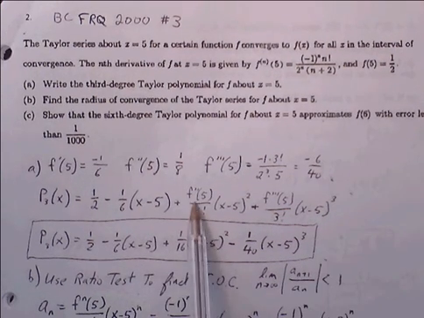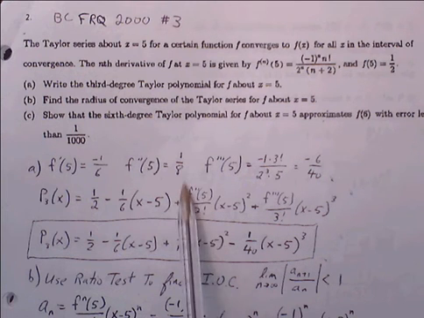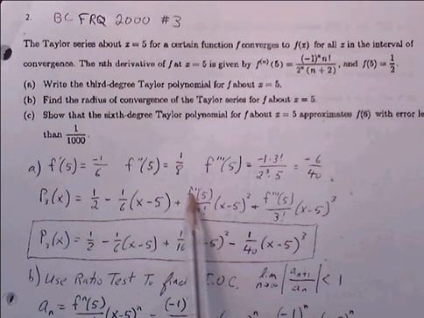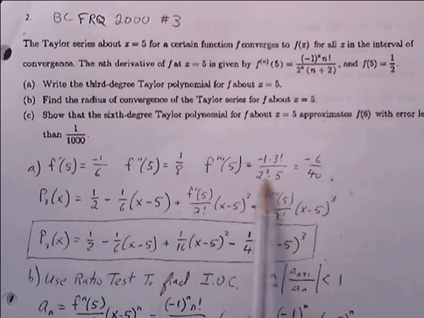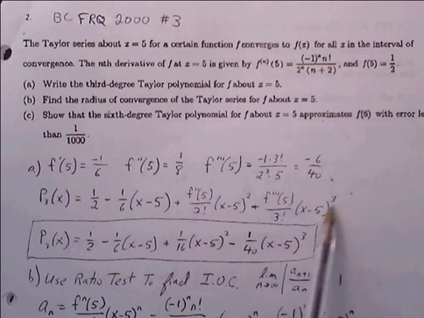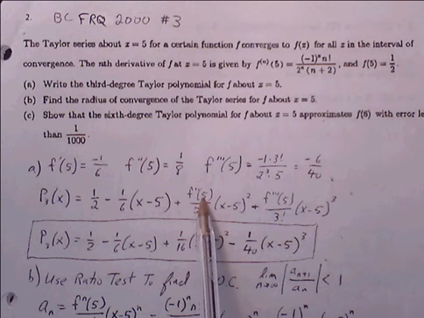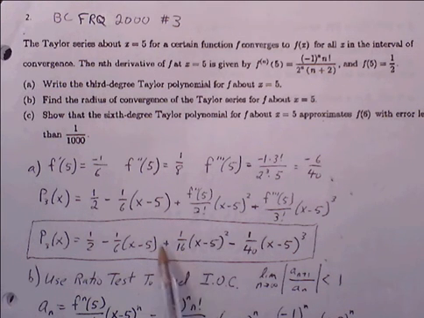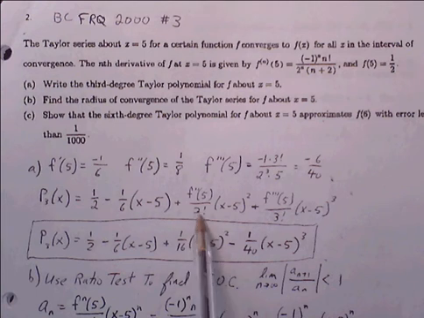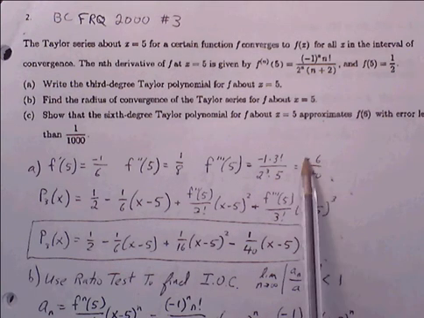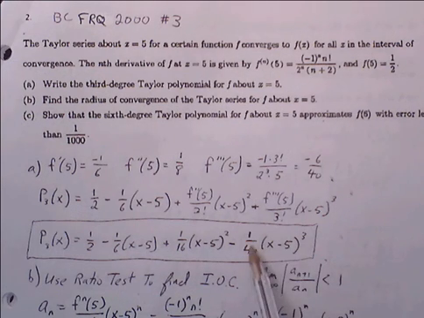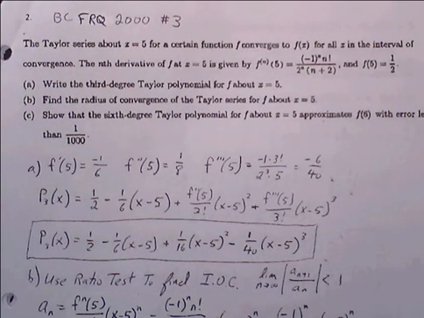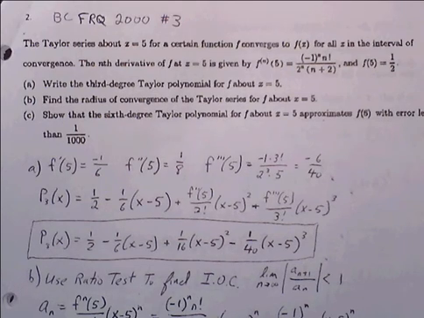Okay, and then we can build our pattern. Our pattern is going to be the second derivative evaluated at 5 over 2 factorial times x minus 5 squared, and the fourth term is going to be the third derivative evaluated at 5 over 3 factorial times x minus 5 cubed. Then we can replace the second derivative at 5 with 1/8, and 1/8 divided by 2 would be 1/16, and then negative 6 over 40 divided by 6, which is the same thing as 3 factorial, will give us negative 1 over 40. So here we have our Taylor polynomial of the third degree.